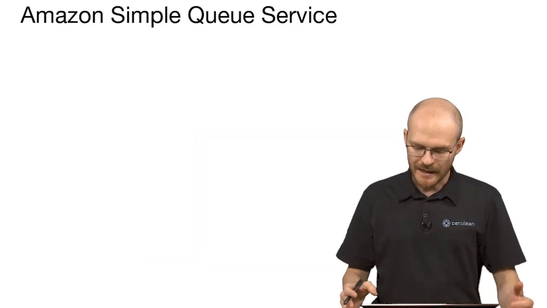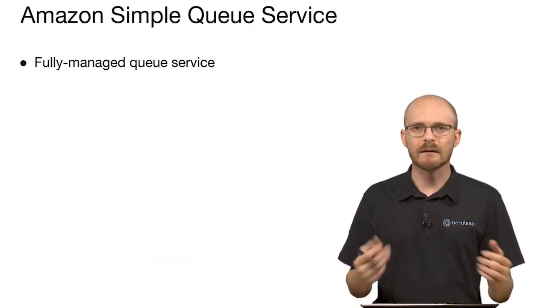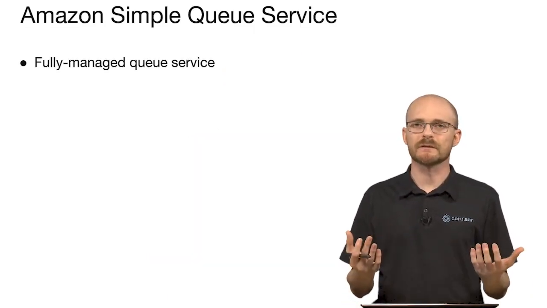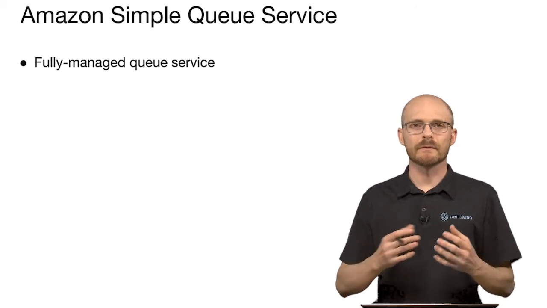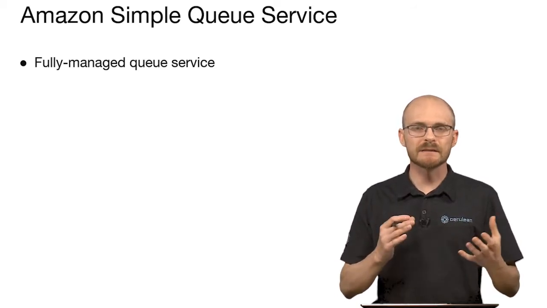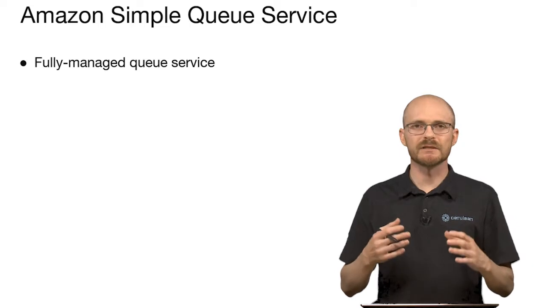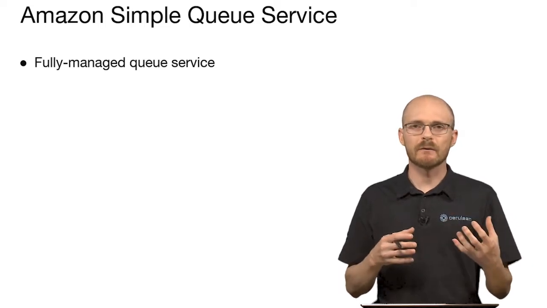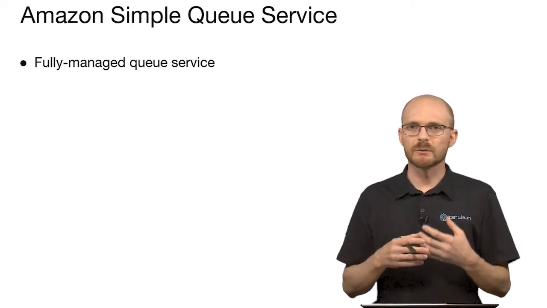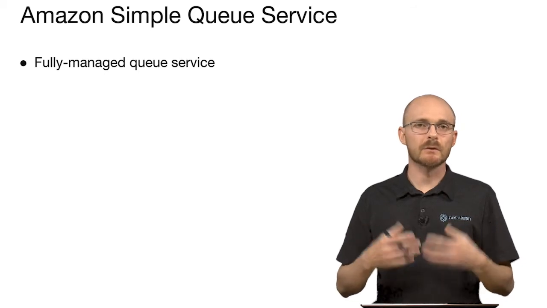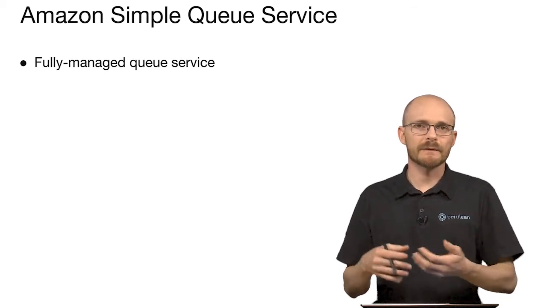Now let's review Amazon Simple Queue Service, or SQS. With Amazon Simple Queue Service, we gain a fully managed queue service. And so there's no instance of any kind of server that we need to provision. Nothing is sitting there idle that we're paying for. There's no software to install. We simply go to the Simple Queue Service and create a queue.